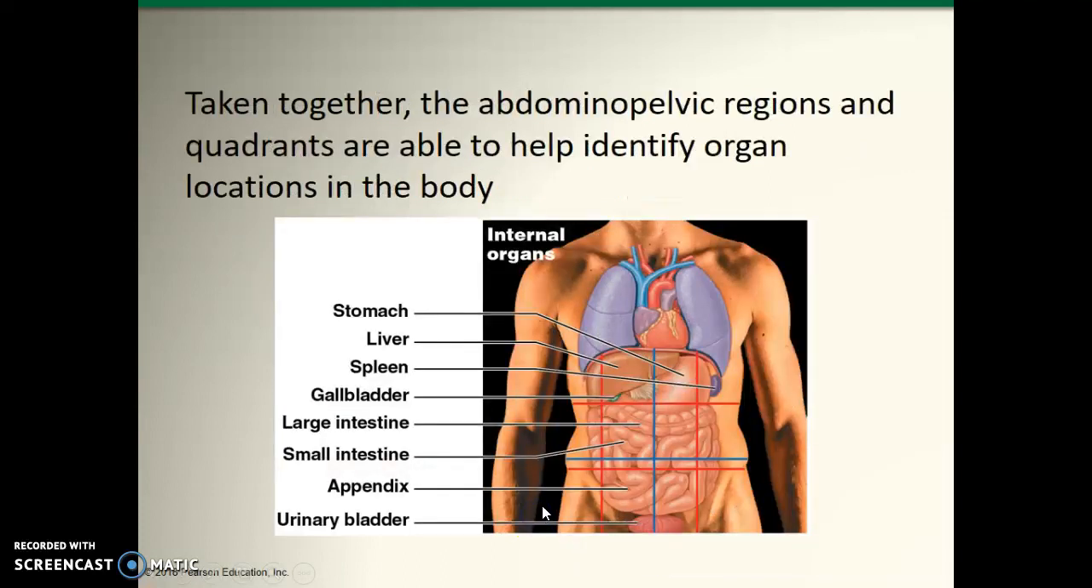So at this point you can't identify what organs are in what region or what quadrant, but this shows you. The red lines represent the regions. There are 9 regions. The blue lines represent the quadrants. So you can see, there it is. There's our appendix right here, coming off the large intestine. So you would say it is in the right lower quadrant, or you would say it is in the hypogastric region.